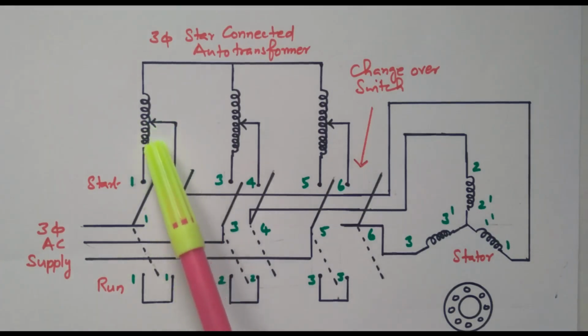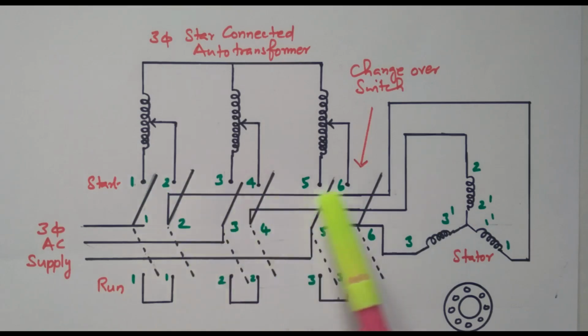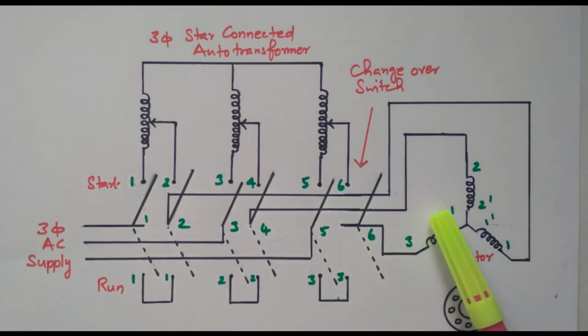By using the auto transformer, the voltage applied to the stator gradually increases, so that the motor will start at the rated speed. Once it has started at the rated speed, the changeover switch is placed in the running position. During the running position, the entire voltage is applied. So the motor will rotate at the rated speed by taking the rated current and rated voltage.